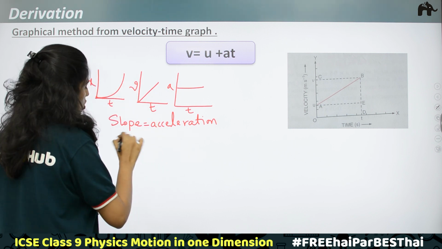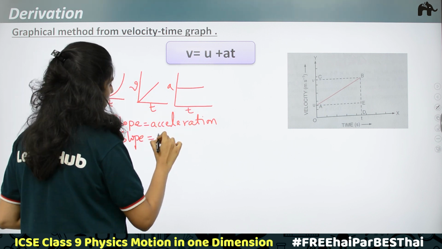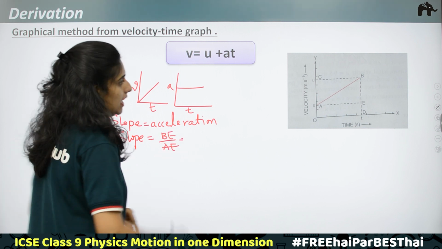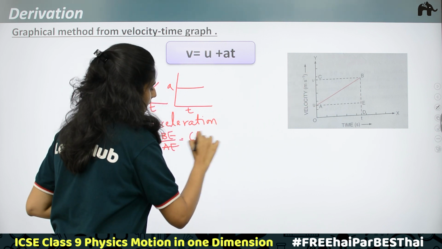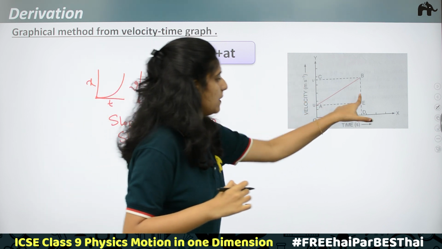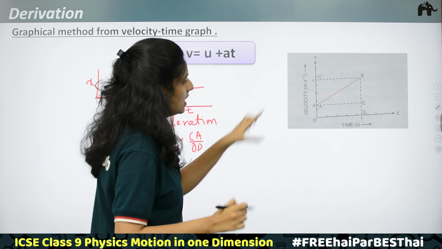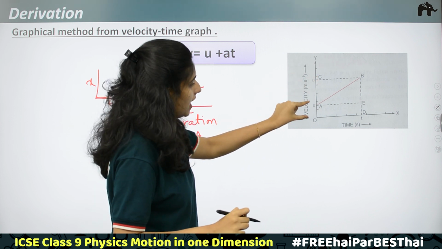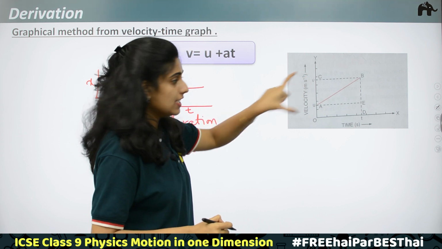So, here what is slope? Slope of AB will be equal to BE divided by AE. What is BE? BE is CA. CA divided by AE. This part is equal to OD. Okay. Now, here you can see CA. CO in total is V and AO is U. Okay. We have CA is equal to, how do we get CA?